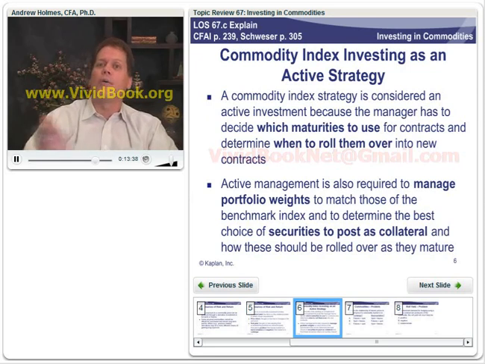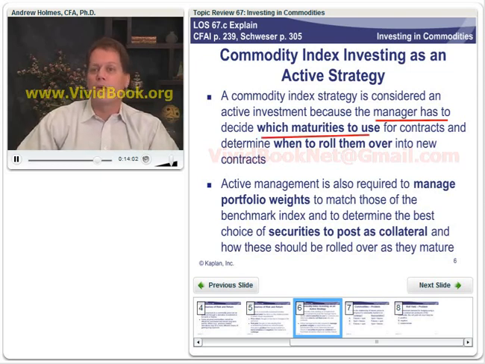All right, so if we're looking at a commodity index and we're trying to mimic that with a commodity futures strategy or any sort of commodity derivative strategy, is that an active strategy? Well, of course it's an active strategy. The derivative is always going to have a finite life. So the manager of the portfolio who's trying to implement this is going to have to decide which maturities to use and when to roll them over.